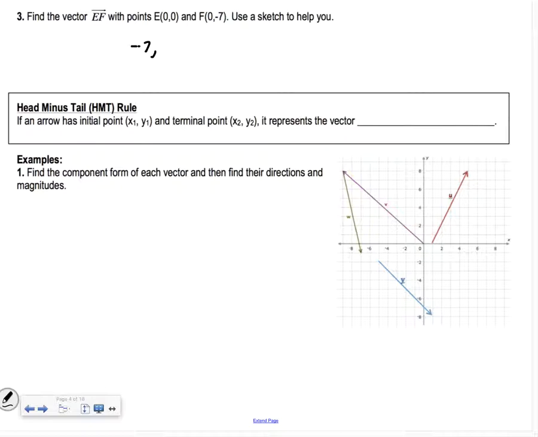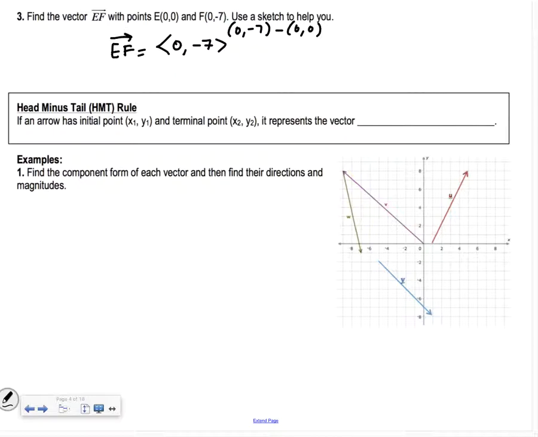-7, comma. Oh wait, not -7. You messed me up now. You're thinking of slope. 0, comma, -7. Right, it's going to be the first one, 0, comma, -7, minus the second one, if you want to write it out that way. And that would be our vector EF.